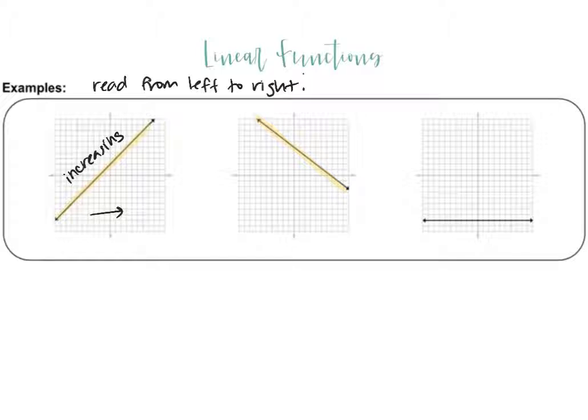The middle graph, because we read the graph from left to right, we would say it is decreasing. What's decreasing? Well, actually the rate of change is decreasing. And on the third graph, we see that it is flat. It's a zero slope. The x is changing, but there's no movement on the y's.